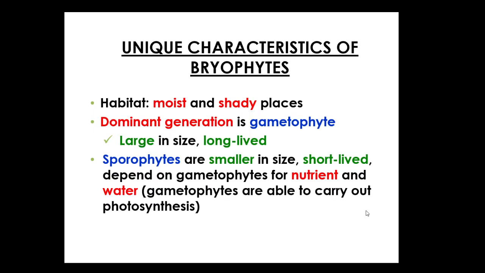The unique characteristics of bryophytes. Bryophytes can be found in moist and shady places. Their dominant generation is the gametophyte. So the gametophyte is larger in size and long-lived, whereas the sporophytes are smaller in size and short-lived, and the sporophytes of bryophytes will depend on the gametophytes for nutrients and water. The gametophytes are able to carry out photosynthesis. Sporophytes can't.